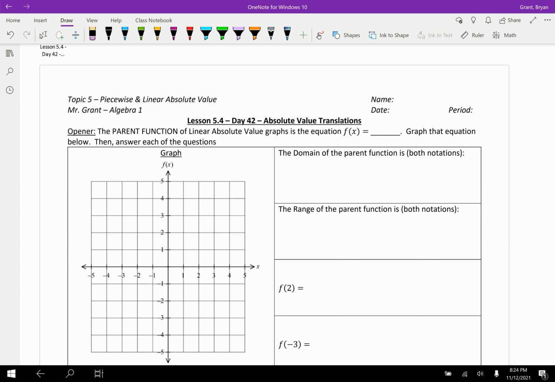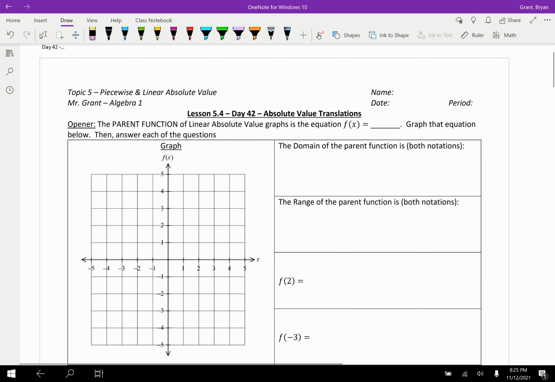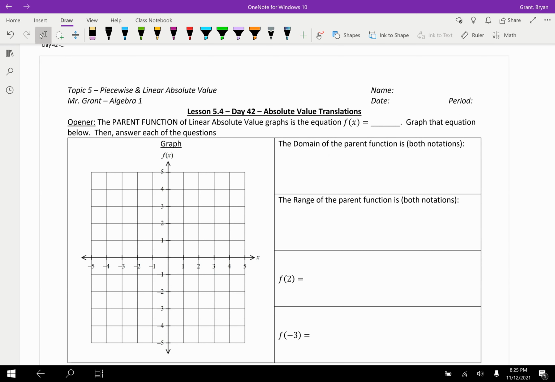Hello, Algebra 1 students. Welcome back to Topic 5 on piecewise and linear absolute value. Last class we made the jump from piecewise to absolute value, and really for the rest of this unit we're mostly going to focus on just absolute value until our very last lesson, and we're going to tie it back to piecewise again. So let's begin.